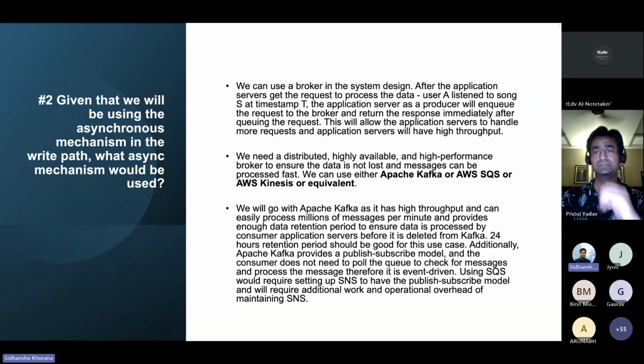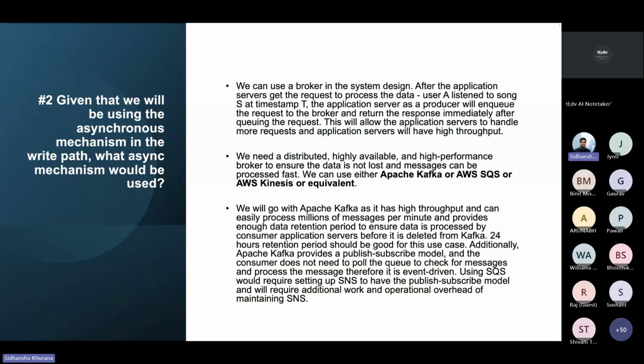Additionally, Kafka provides a publish subscribe model, which we call the pub/sub model, which means that the consumer doesn't have to poll the queue all the time to check for messages. Once the message is in the queue, the consumer will get a callback to process that message. Unlike Kafka, SQS, the AWS Simple Queue Service, doesn't have a pub/sub mechanism by default. To have a pub/sub mechanism integrated, you have to integrate with the Simple Notification Service in AWS. And if we already have something provided by Kafka, why do extra work to link SQS with SNS and have more operational load and custom work?